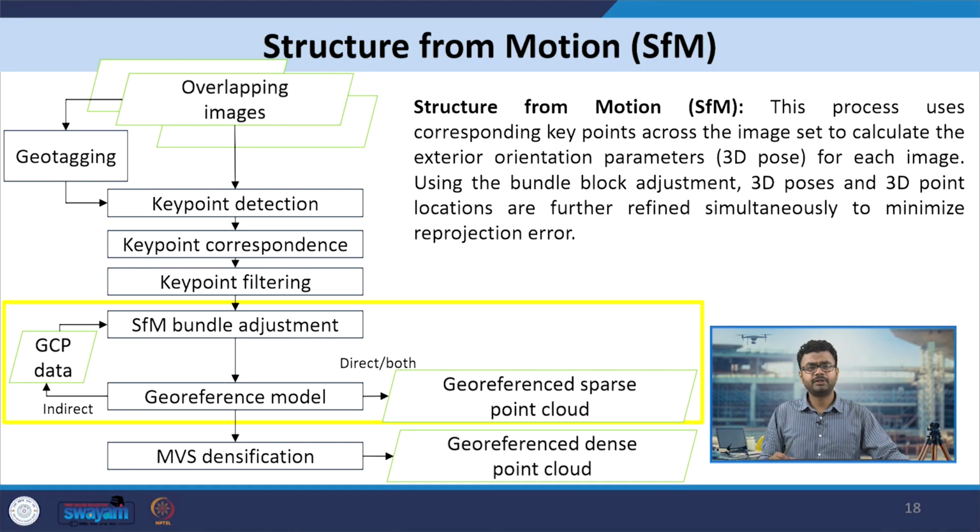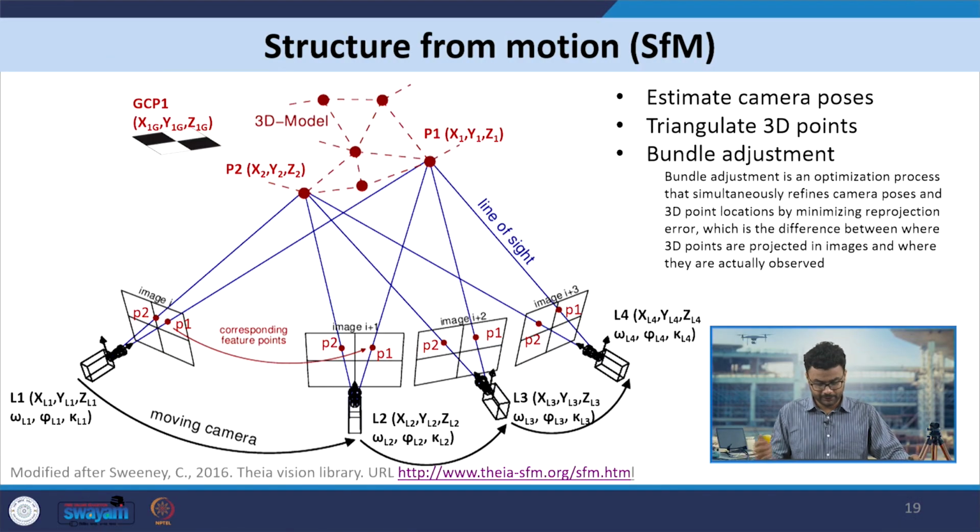After the key points have been matched, structure from motion bundle adjustment takes place. This process uses the corresponding key points across the image set to calculate the exterior orientation parameters, also known as the 3D pose of each image. Using the bundle block adjustment, the 3D pose and the 3D point locations are further refined simultaneously to minimize the reprojection error. Let's look at it in a bit more detail.